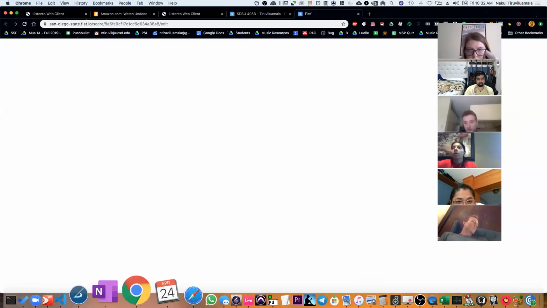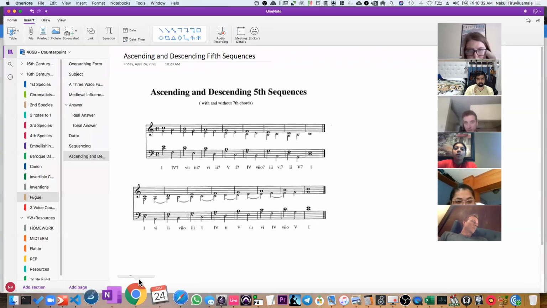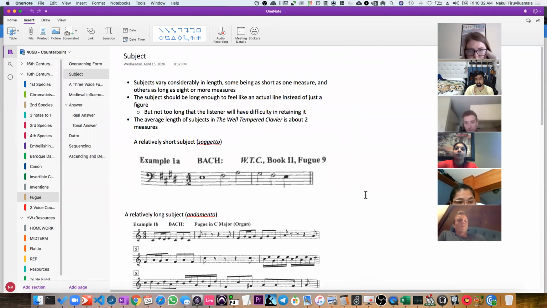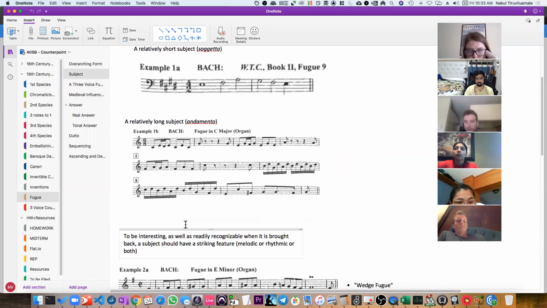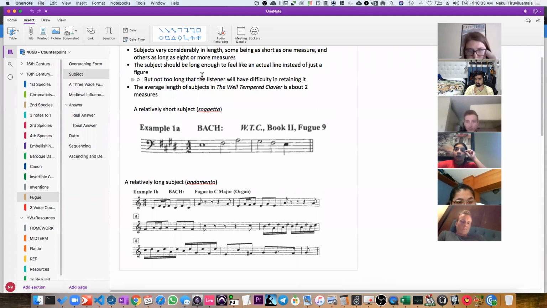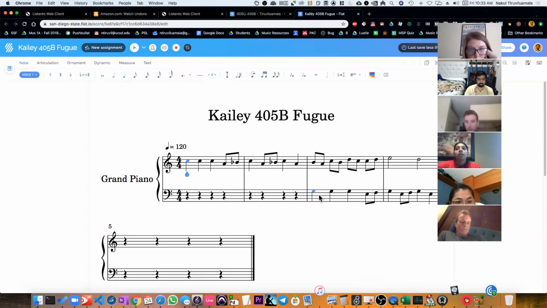So just to refresh, while this page is refreshing, there are different ways you can write a subject. You can write a 2-measure subject, which is called a soggetto. You can write a longer subject, which I don't recommend, andamento. A 4-bar subject might be the sweet spot. Yeah, I did a 2-measure subject. Okay. Ba, ba, ba, ba, ba.